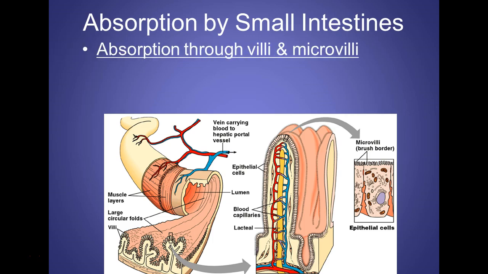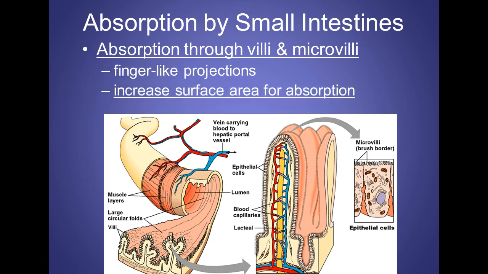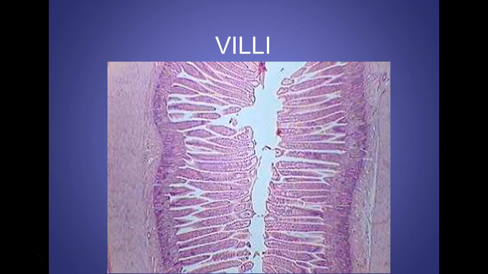All right, so absorption occurs through villi and microvilli. We've touched on this before. If you take a look, we have our villi, and then on top, our microvilli increase that surface area just a little bit more. There are these finger-like projections, and that's where absorption occurs. What you can see here is we have capillaries, and we have absorption occurring through these cells. The vein carries blood to the hepatic, goes to our liver. And that's a microscopic view of what a villi looks like.